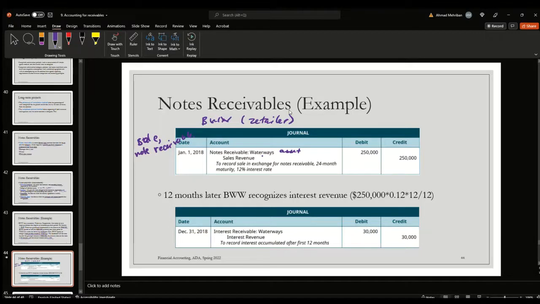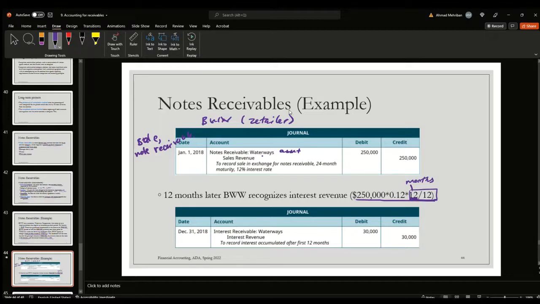Then 12 months later, BWW recognizes interest revenue, and they calculate the interest using this simple formula. This last part you don't really need to write down, but I wanted you to see that 12 in this case is the number of months, so it could be less, 6 months for example. They could have recognized it on a monthly basis, so it would be 1 month divided by 12. In this case, they're recognizing it after 1 year is over.